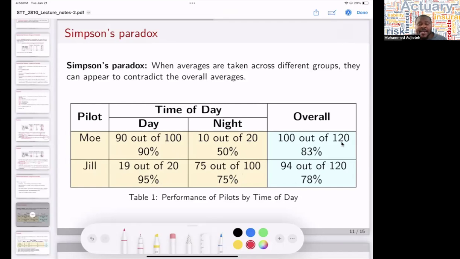So it's 120. And on time for both is 90 plus 10, which is 100, which represents 83%. And when you look at Jill, Jill is also 120, but the on-time for both the night and the daytime is 94, which represents 78%. So you can see that overall, Mo has the higher on-time average. That is what Simpson's paradox is saying.